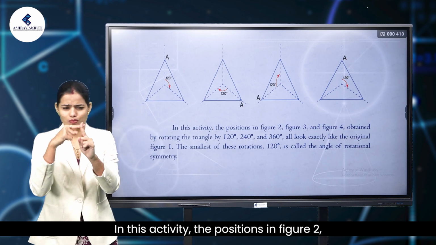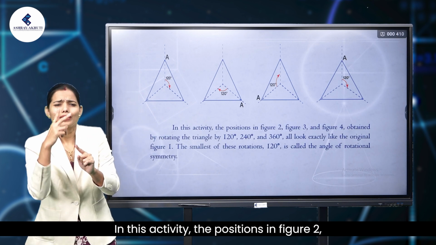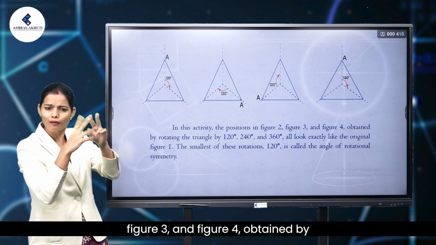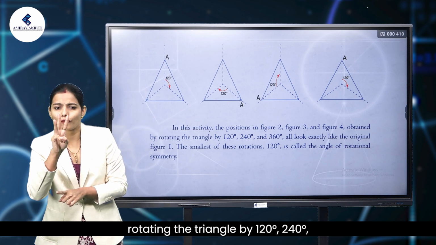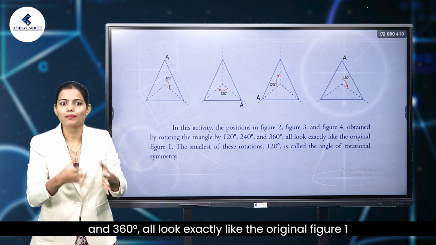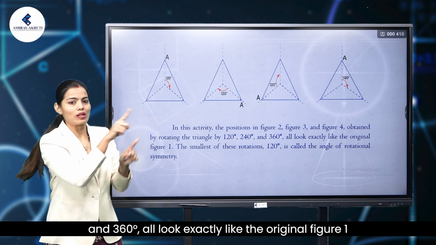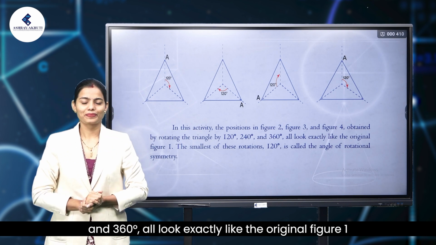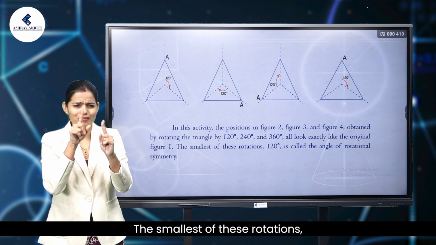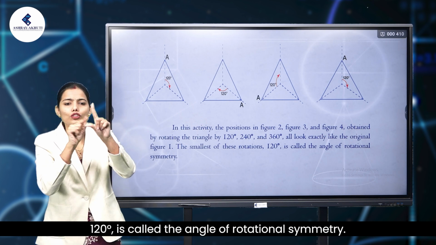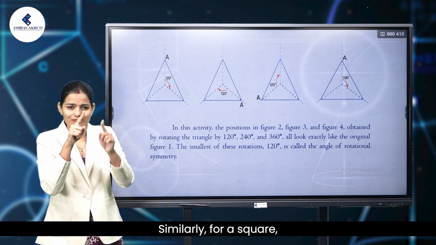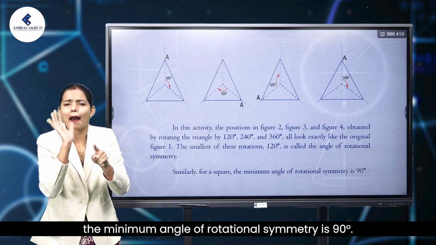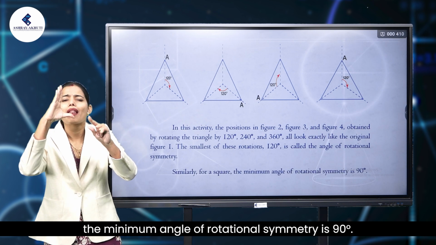In this activity, the positions in figure 2, figure 3 and figure 4, obtained by rotating the triangle by 120 degrees, 240 degrees and 360 degrees, all look exactly like the original figure 1. The smallest of these rotations, 120 degrees, is called the angle of rotational symmetry. Similarly, for a square, the minimum angle of rotational symmetry is 90 degrees.